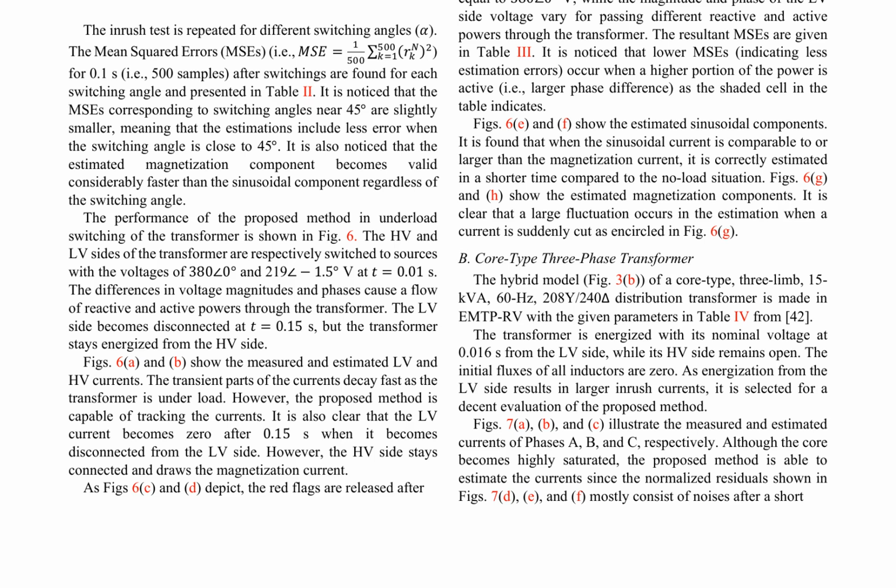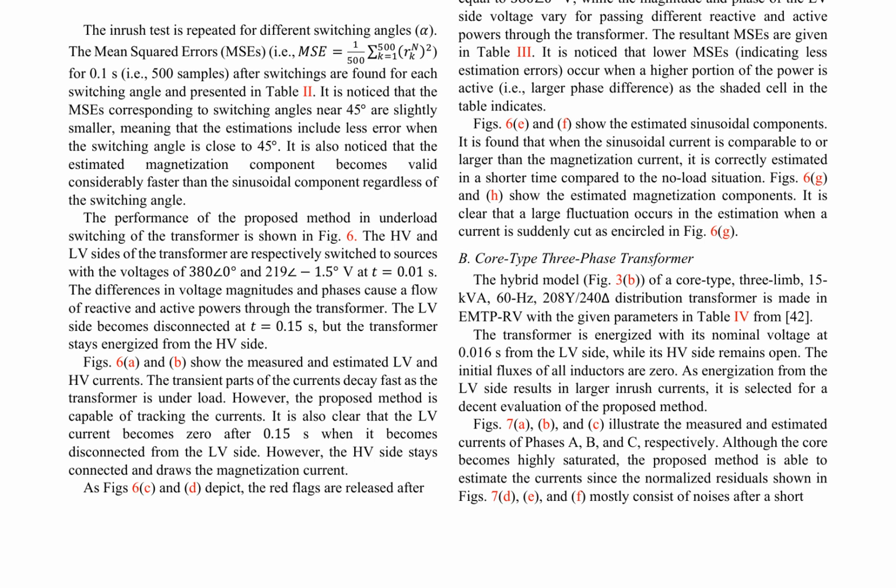The results show that lower MSEs occur when a higher portion of the power is active. Figs. 6e and f show the estimated sinusoidal components, and Figs. 6g and h show the estimated magnetization components. The sinusoidal current is correctly estimated in a shorter time when it is comparable to or larger than the magnetization current. A hybrid model of a core type, 3-limb, 15 kVA, 60 Hz, 208 Y, 240 delta distribution transformer is presented, made in EMTP-RV with the given parameters in Table IV.